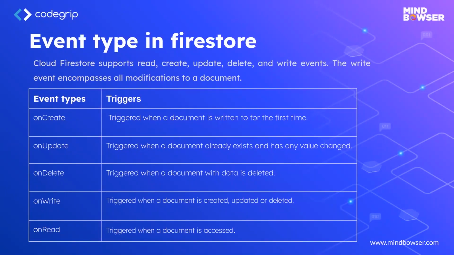Also, for on delete, on write, and on update, we will need the document ID for necessary modification. Lastly, on read, this will be triggered when a document is read or accessed.